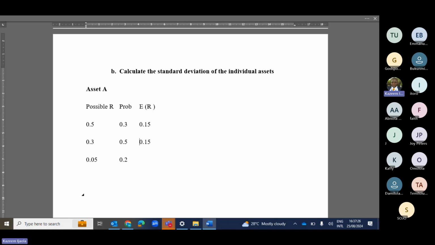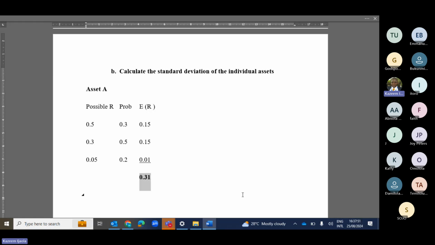Then the third one is 0.05 times 0.2. This one is 0.01. So you will add this up. The total will equal what we got the other time: 0.15 plus 0.15 plus 0.01. That's 0.31. So 0.31 is our answer.